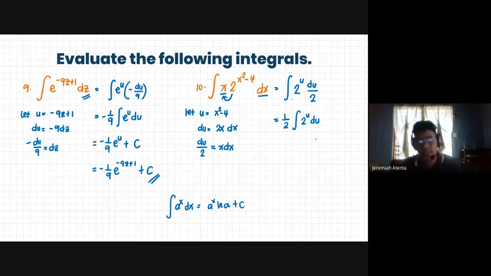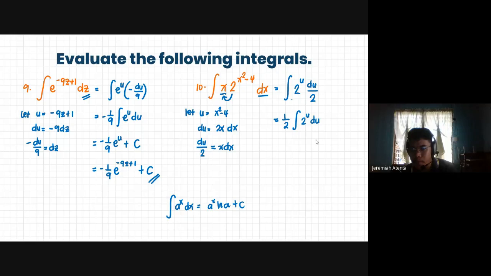Am I right? Tama ba? Who can confirm? Is this right, guys? What is the integral of a raised to x dx? Is it a raised to x ln a or a raised to x over ln a?